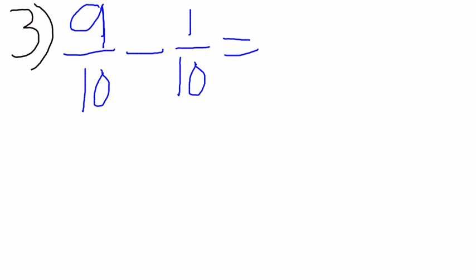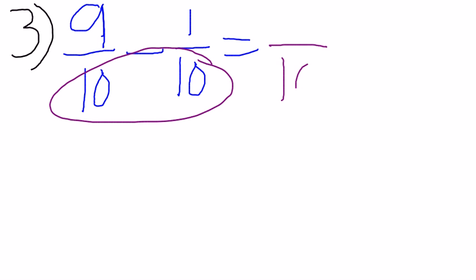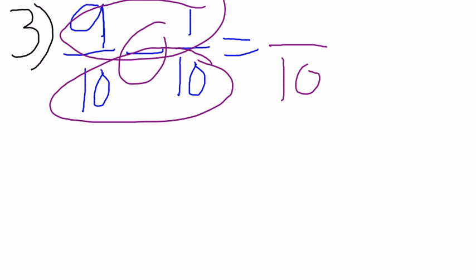Alright, number 3, it's subtraction, but guess what? It's the same rules as with addition. So in this case, the bottoms, are they the same? Yes, they are. So we're going to put the bottom to be 10, just like on the previous problems. Then on the top, we get to add or subtract. In this case, it's subtraction. So 9 minus 1 equals 8.